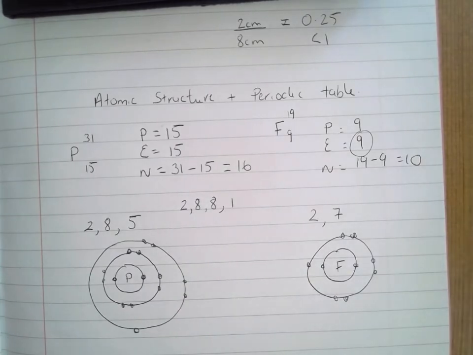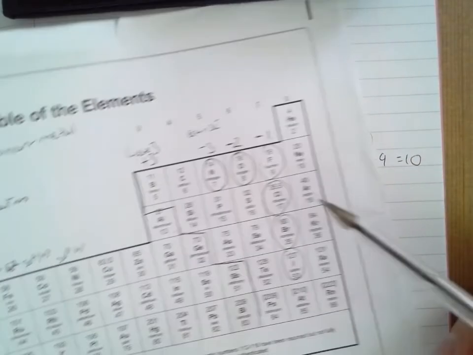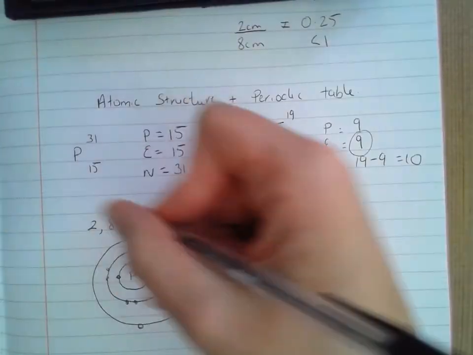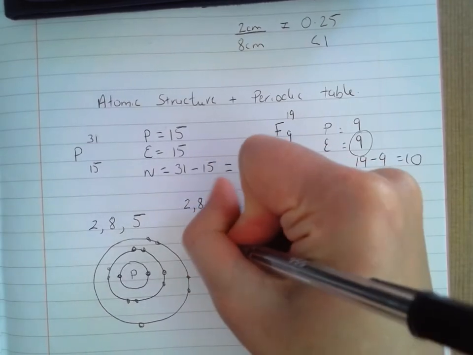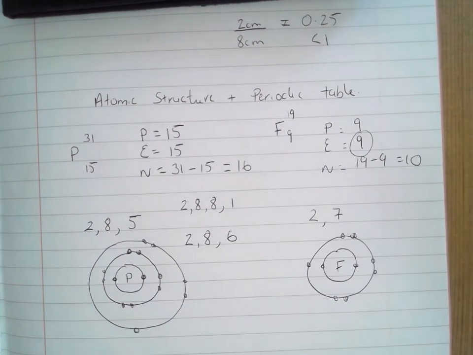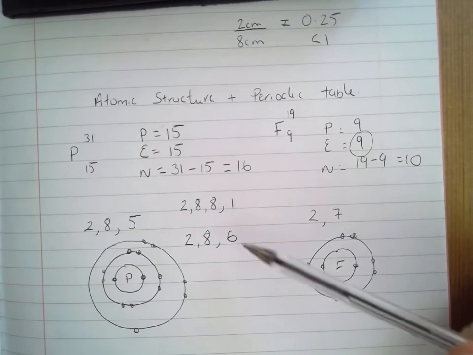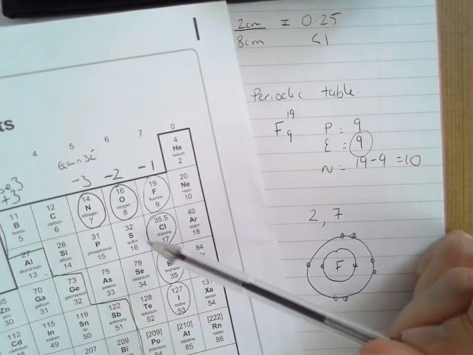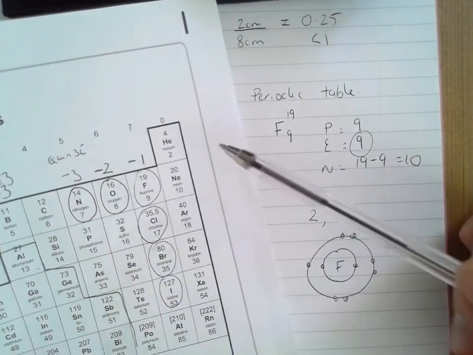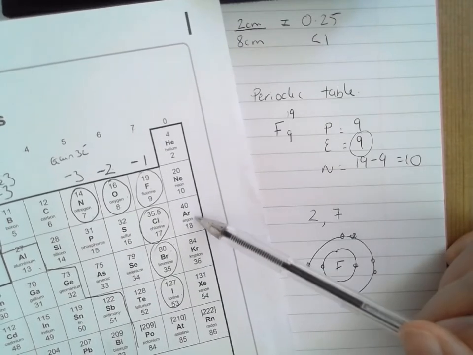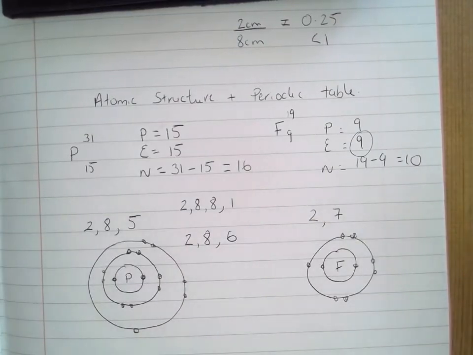The last one I asked you for was the electron configuration for sulfur. Sulfur's got 16 electrons. So it's going to have 2, and 8 is 10, and 6 is 16. Again, 6 electrons in the outer shell. Sulfur's in group 6, so that fits. Period 3, and sulfur's got 1, 2, 3 shells.